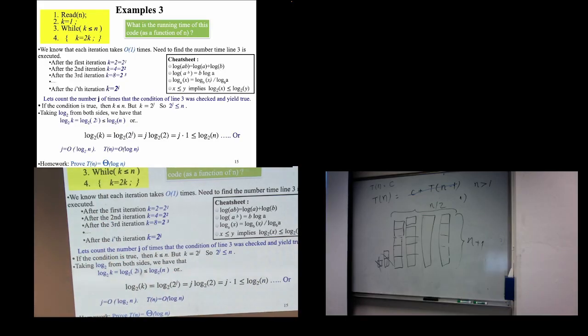Okay, here is another function, not recursive in this case. Read n, k is 1, and as long as k is smaller than n, do k equals 2 times k.